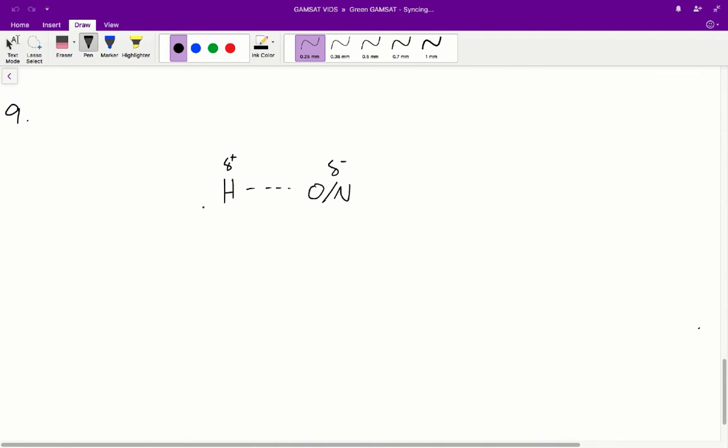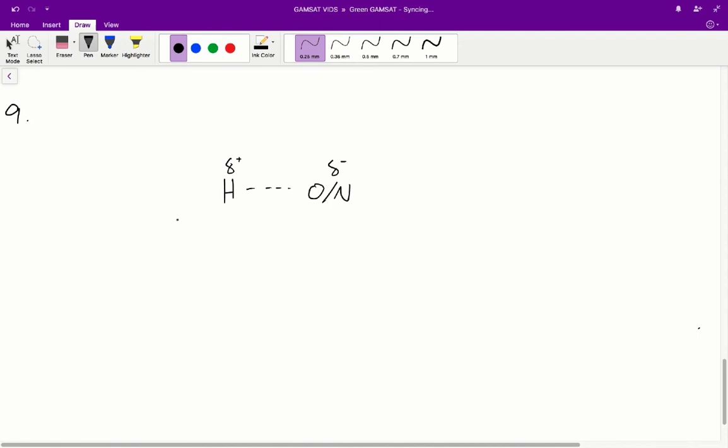Say for example this hydrogen is bonded to phosphorus, which has a lower electronegativity value than hydrogen. Instead of being delta positive, this hydrogen would be delta negative, and therefore a hydrogen bond would not exist. So the atom to which this hydrogen is covalently bonded is important in determining whether a hydrogen bond even exists. So A is incorrect.